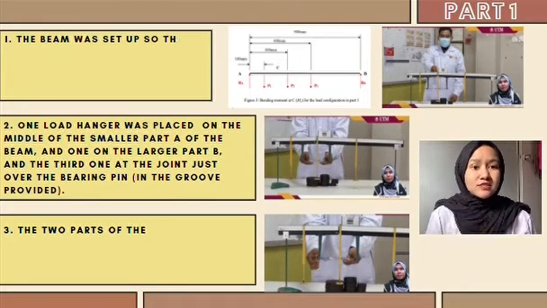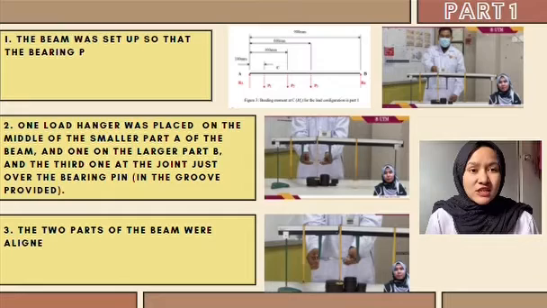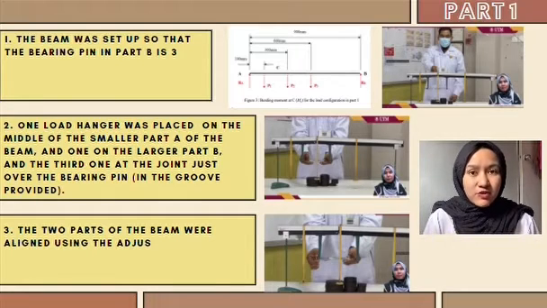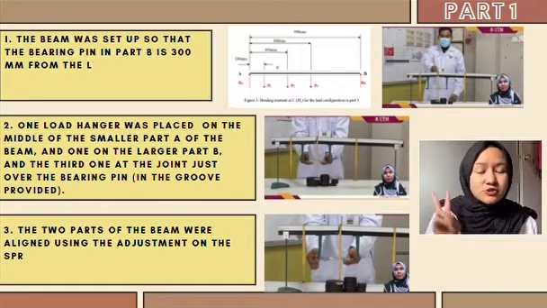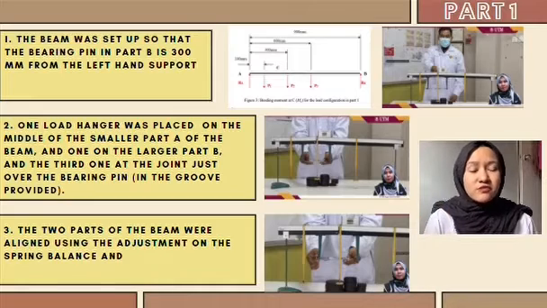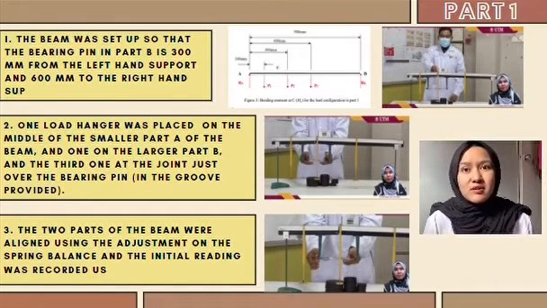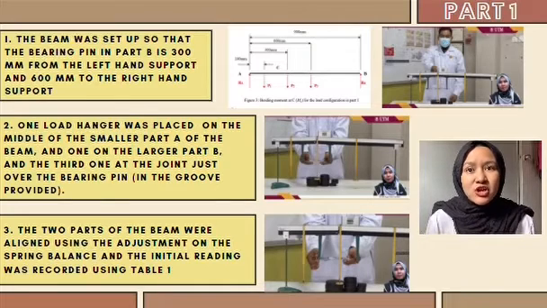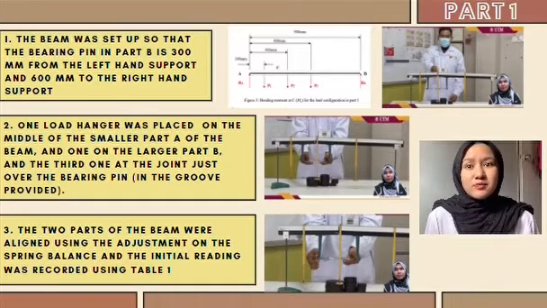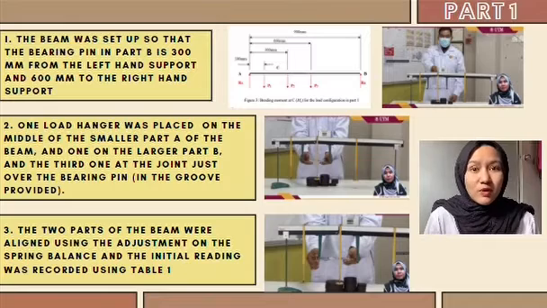Today I'll be explaining the experimental procedure in experiment 5. There are two parts in this experiment. For part 1, the beam was set up so that the bearing pin in part B is 300 mm from the left hand support and 600 mm from the right hand support.